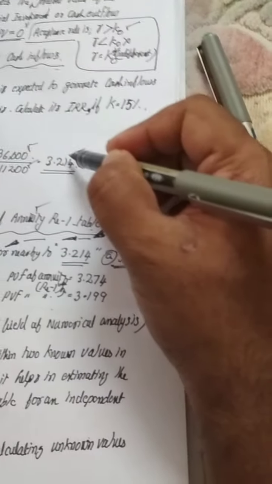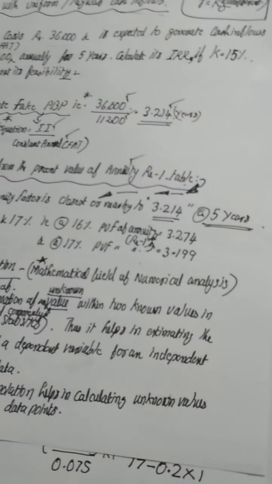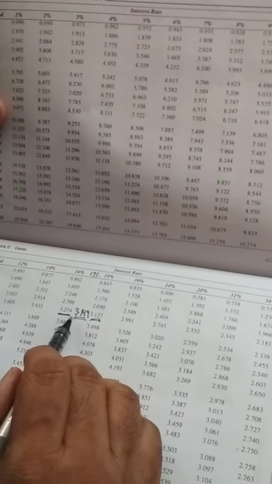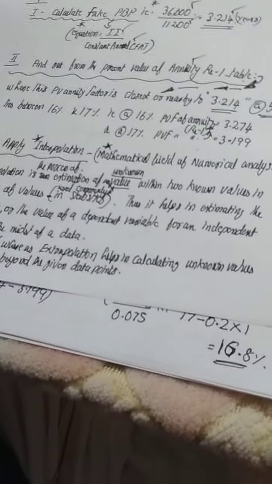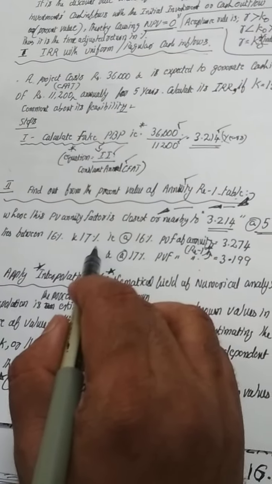3.199 is the value. So what are we doing? We are taking this 3.214, the fake payback period, and using the present value of rupee 1 annuity table to find where it lies in the 5th year. It lies between 16 and 17%. That is the second step. So what we write in the second step: the amount 3.214 lies at the closest factors, between 16 and 17 percent.